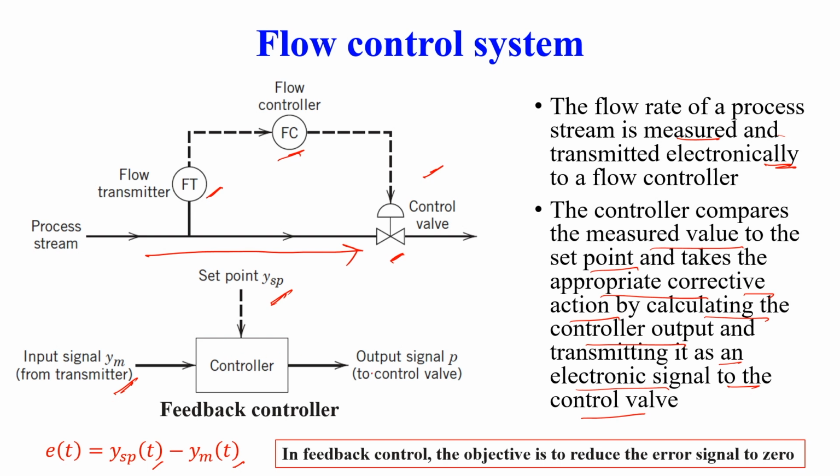The controller compares these two and then it passes the output signal P to the final control element. In this case, let us say it is a control valve. So, the error is set point minus measured value, and the whole objective here is to reduce the error signal E to 0.